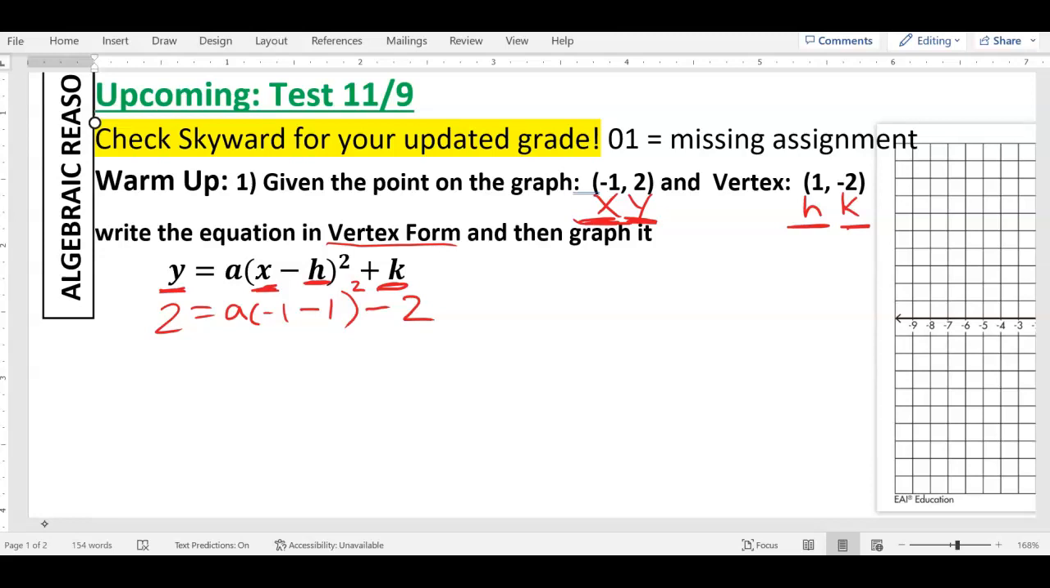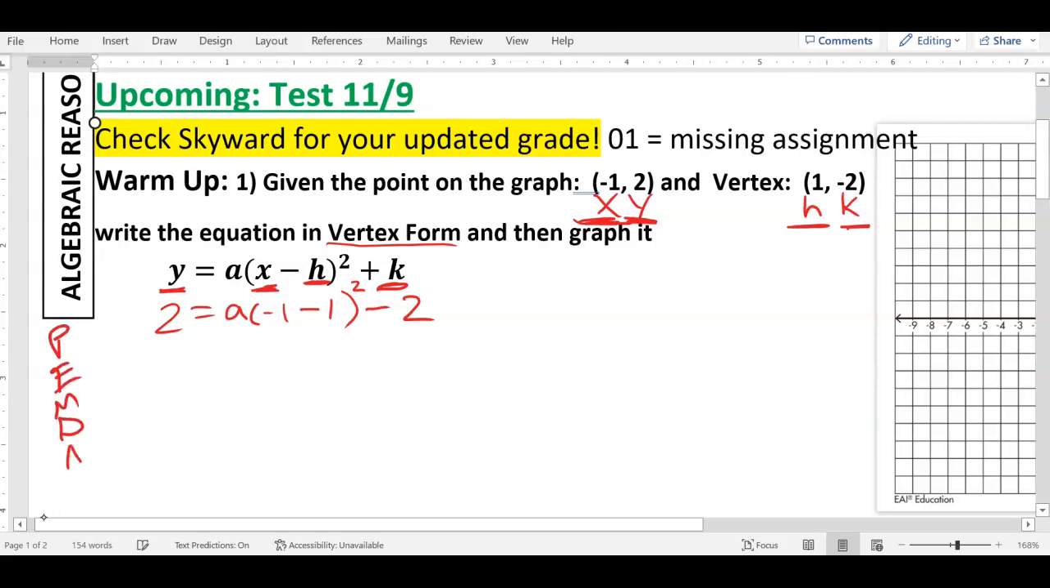So again, if I give you a point and I give you a vertex, we're going to simplify this. If you remember, it's PEMDAS, okay? All right, so first things first, P is for parentheses. Inside the parentheses, I have a -1, -1. What's -1, -1? If it was +1, -1, those would cancel to 0. But it's not 1, it's not 2.